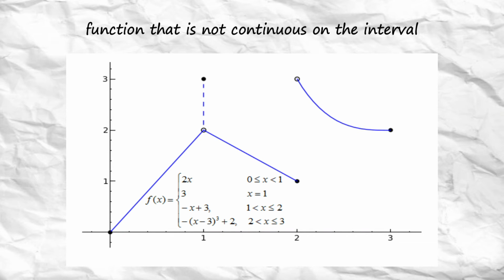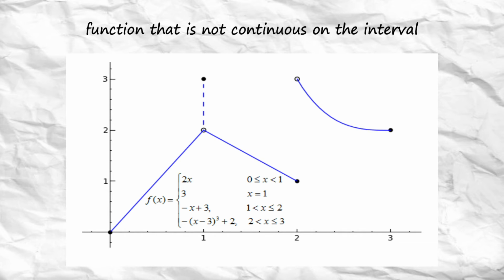Look at this example now of a function that is not continuous on the interval for which it is shown. f(x) for the first plot is 2x, such that x is greater than or equal to 0 but less than 1. For the second plot, f(x) is equal to 3, such that x is equal to 1. For the third plot, it is negative x plus 3, such that x is greater than 1 but less than or equal to 2. For the fourth plot, it is negative (x minus 3) squared plus 2, such that x is greater than 2 but less than or equal to 3.